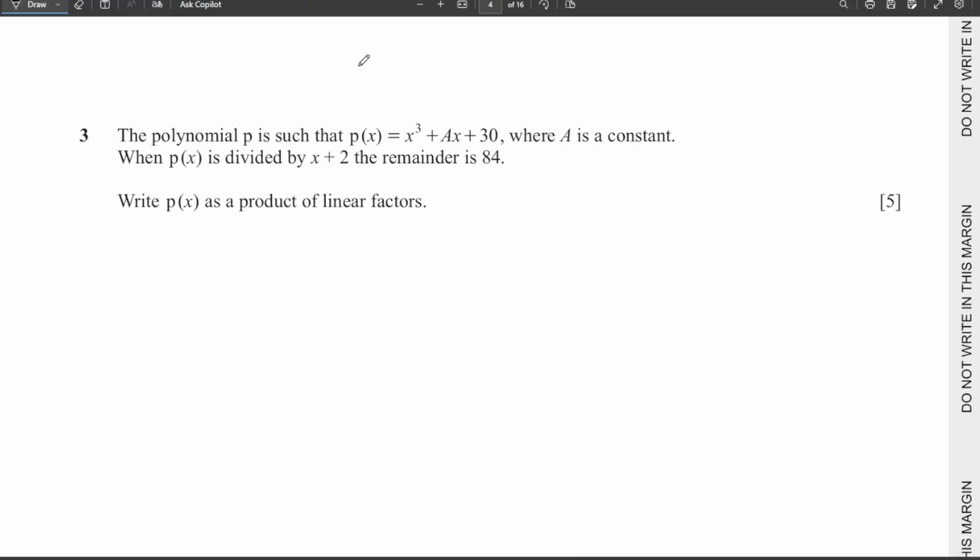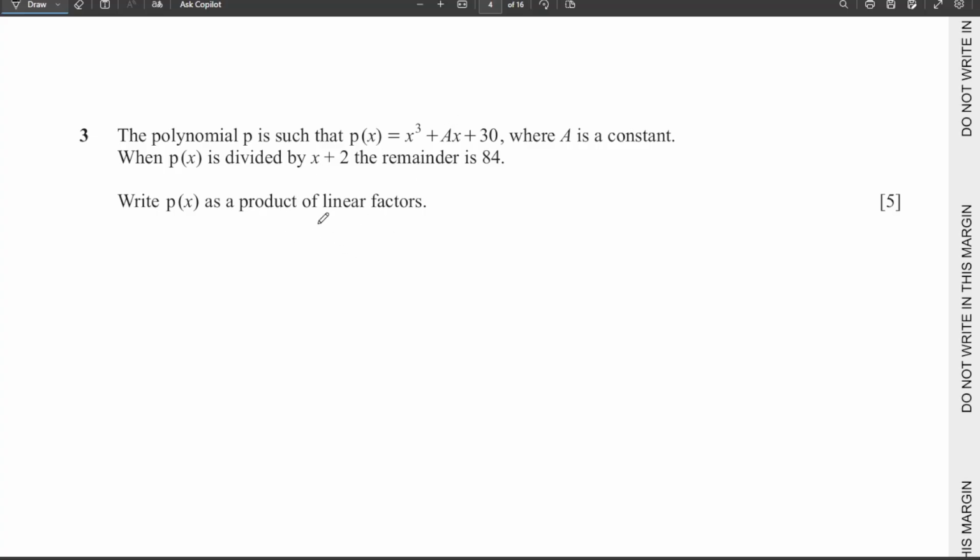Okay, this polynomial, given where there is one unknown and given a factor with a remainder. Okay, that's not a factor. So you want to write P(x) as a product of linear factors. Alright, first thing, let's find the unknown first.